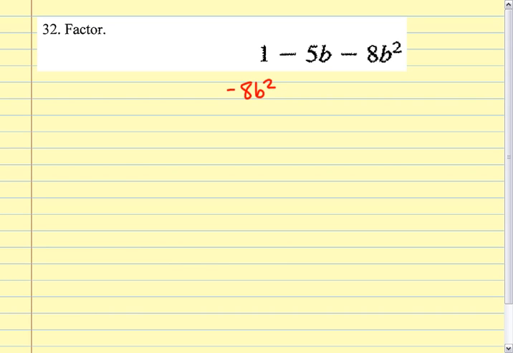-8b squared minus 5b plus 1. And I don't care what you say. Get rid of the negative. Take it out front. -1 times 8b squared plus 5b minus 1. Now we're ready to factor. Okay? Now, you can do guess and check if you want. I just don't feel like it here. I'm going to use the quadratic formula.